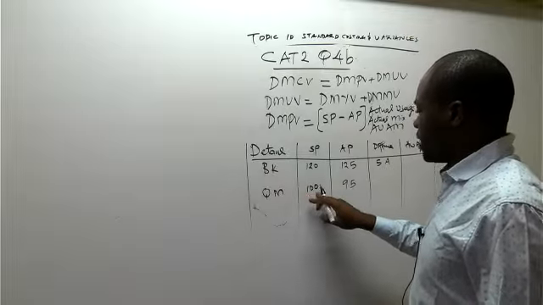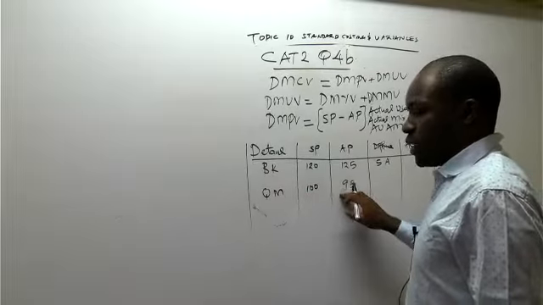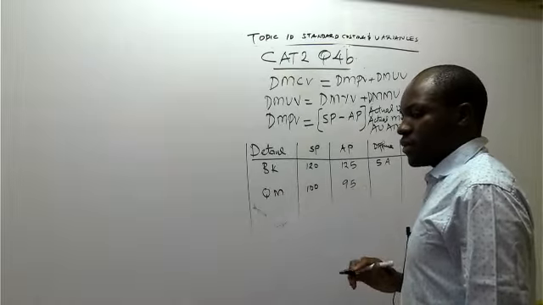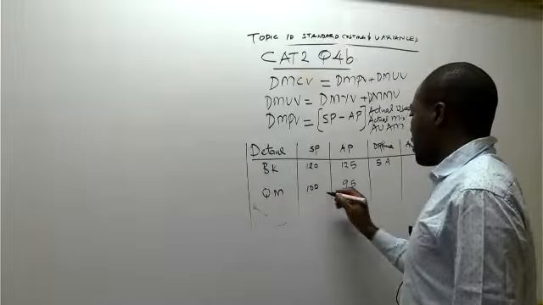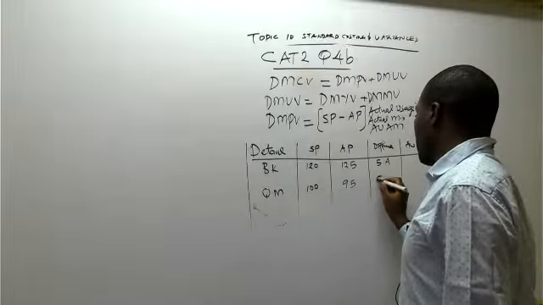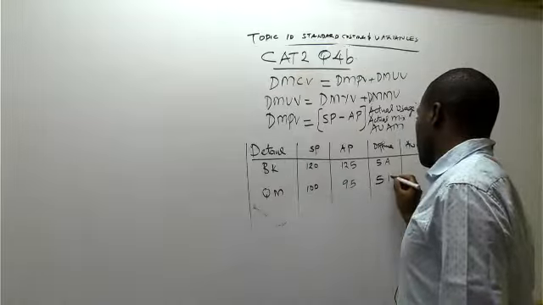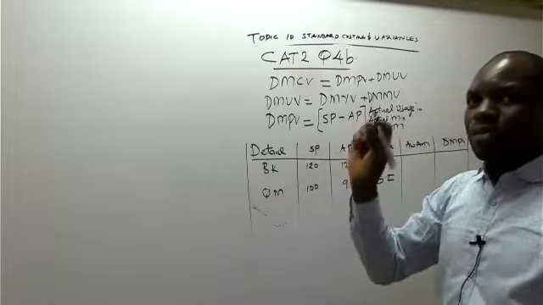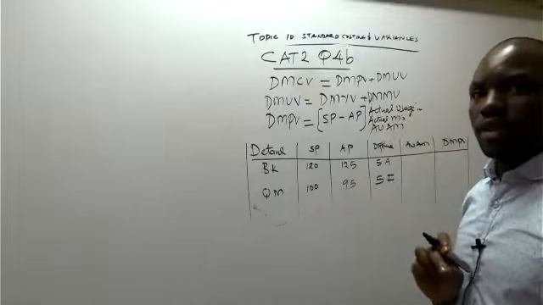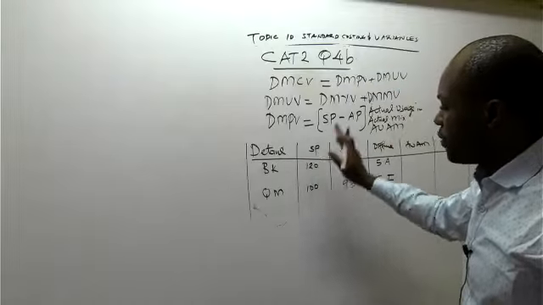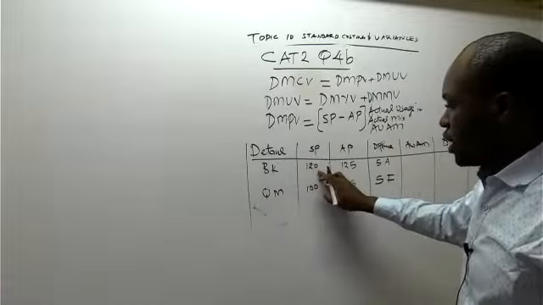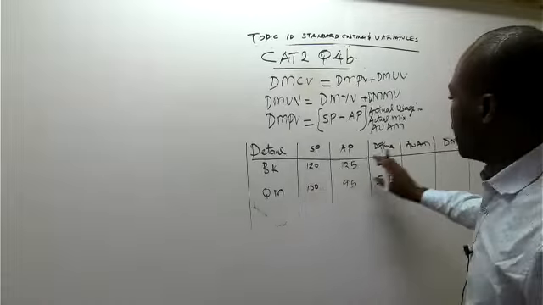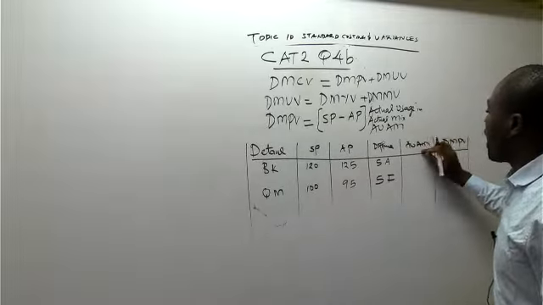You budgeted 100, but you ended up purchasing it at 95. Is it gain or loss? Favorable. Of how much? Of 5 shillings. That is favorable. Whatever we've taken here is the price per unit: the price per unit of BK is 120, and the price per unit of QM is 100. Do we understand? Let's come to actual usage in actual mix.